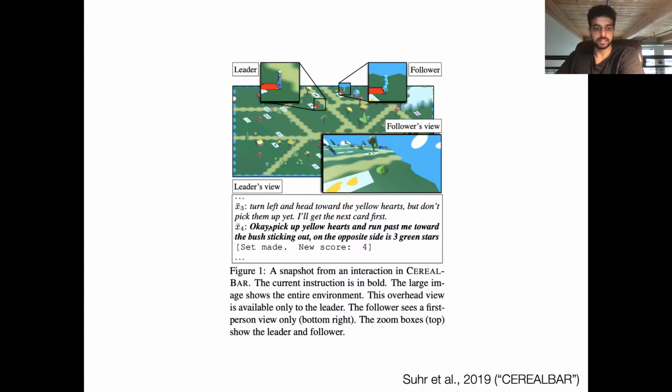So you can see some examples here. Turn left and head toward the yellow hearts, but don't pick them up yet. I'll get the next card first. And then, okay, pick up yellow hearts and run past me. The bush sticking out on the opposite side is 3 green stars. So here we have instructions that are being given to these agents, and we can, of course, replace these human participants with computer models and see if they can learn to follow these instructions properly.